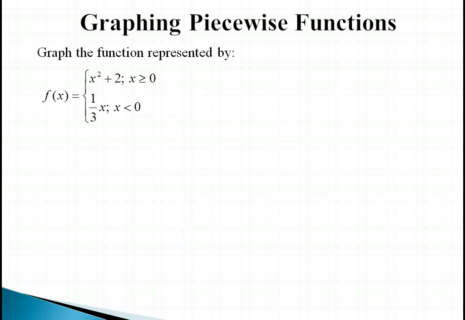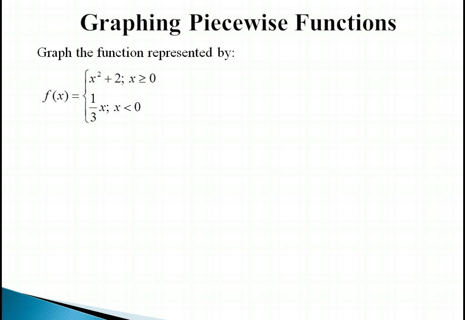Okay, for the next one we have x squared plus 2 for any x values greater than or equal to 0. So we have a quadratic. And then for any of the negative x values, we have the linear function 1/3 x. Okay, so for x greater than or equal to 0, we're going to graph the parabola x squared plus 2, but we're only going to graph half of the parabola where the x values are 0 or greater.